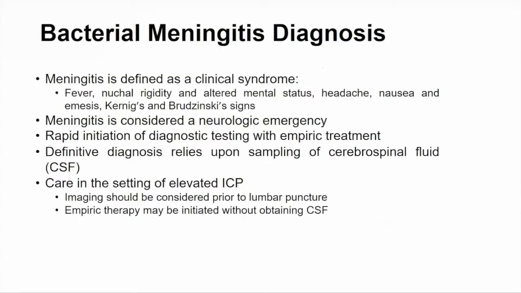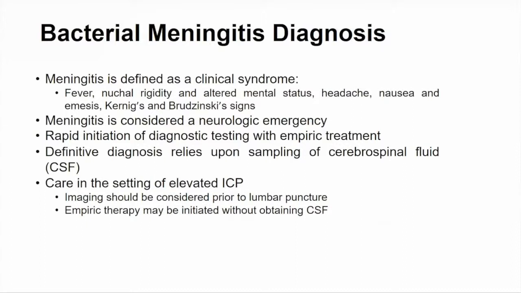So one of the most important neuroinfectious diseases, one that's commonly known to everyone, is bacterial meningitis. And one of the first steps is making a good diagnosis. Most of us know what it is. It's meningitis defined as a clinical syndrome. There's fever, nuchal rigidity, altered mental status, headache, nausea, vomiting, emesis. And then there's the important Kernig's sign, which involves holding the head and bending the knee, and Brudzinski's sign, which is just pulling the head forward.